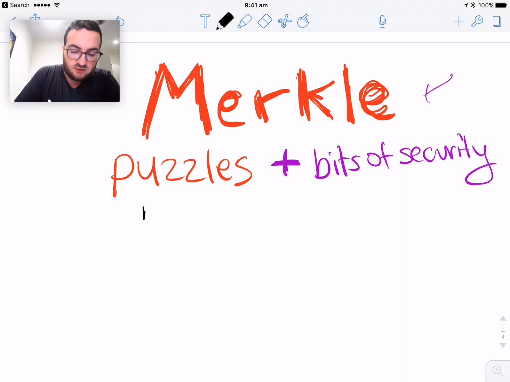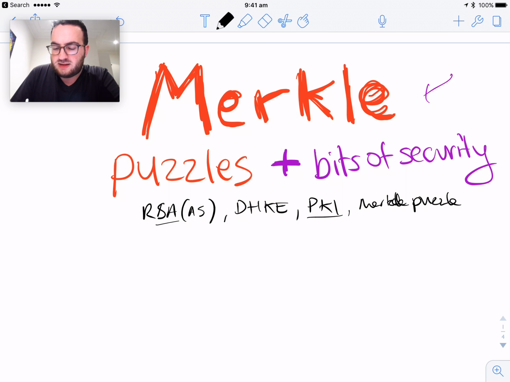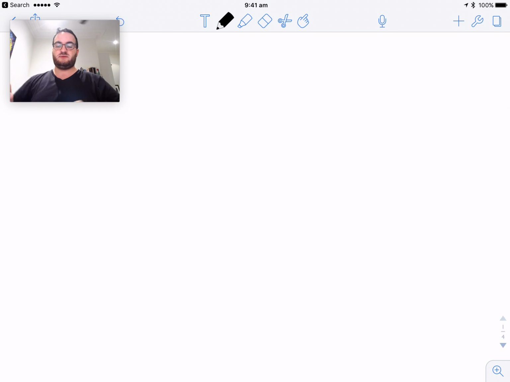There's a few other ways, like we use RSA, also known as asymmetric encryption. We also use the Diffie-Hellman key exchange, very cool. We use the public key infrastructure, which is a combination of RSA. And we also use Merkle puzzles. You'll find out that actually they're not very practical, so we don't actually use them. But they're a very cool concept to let you understand the problem of key distribution. So what is a Merkle puzzle? Let me explain that on this next page.